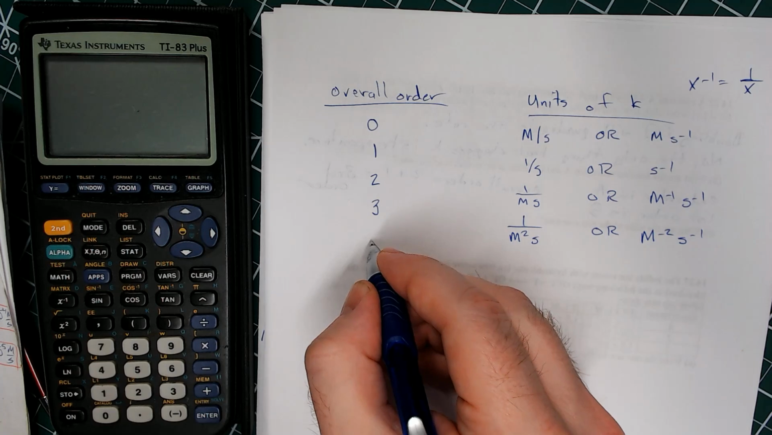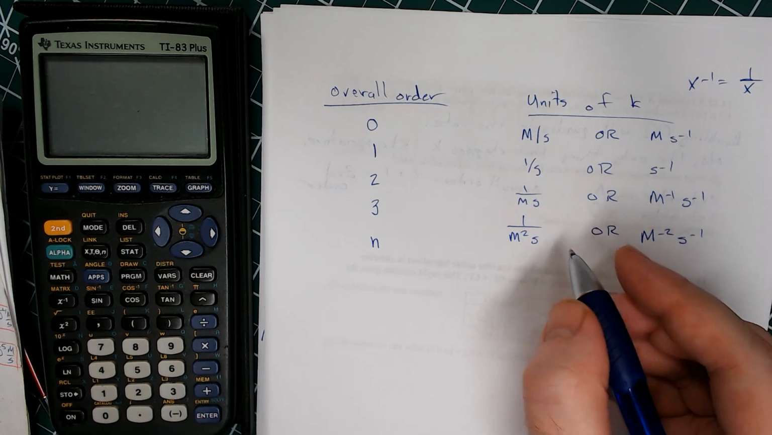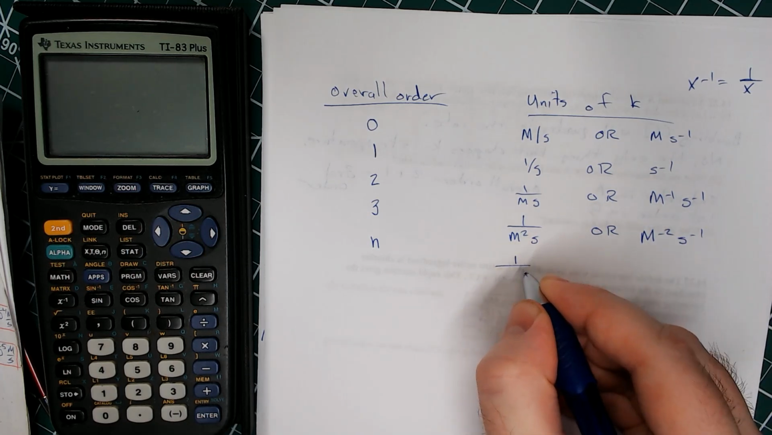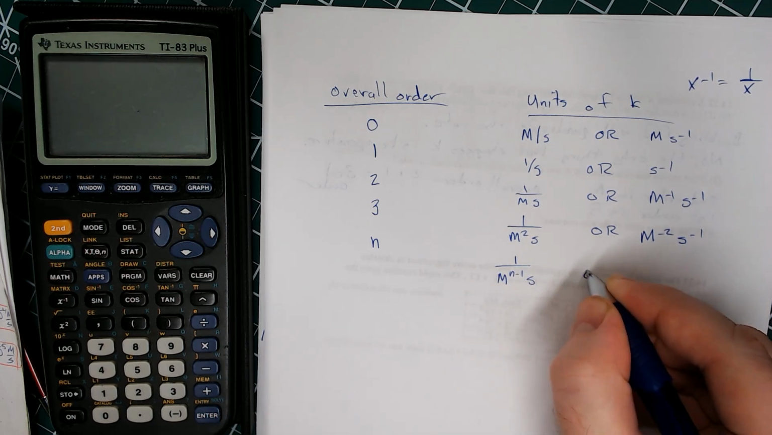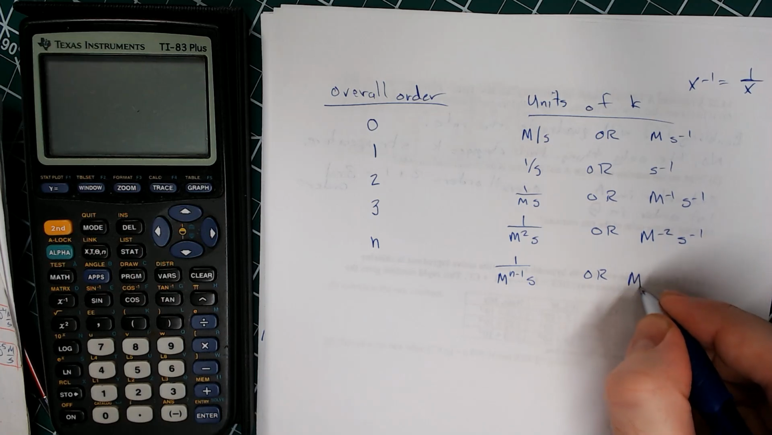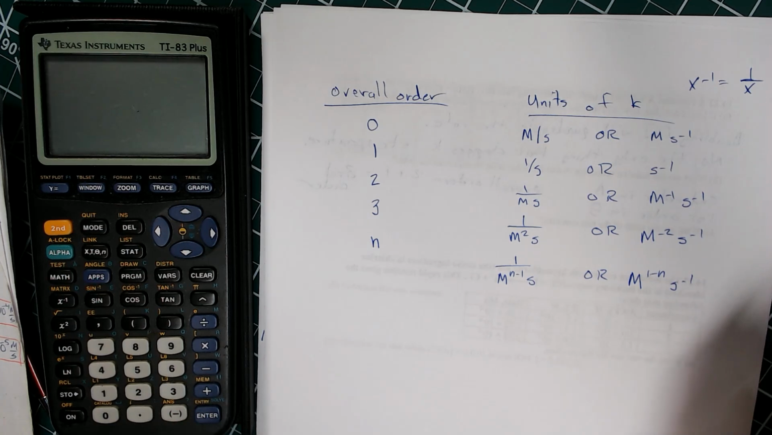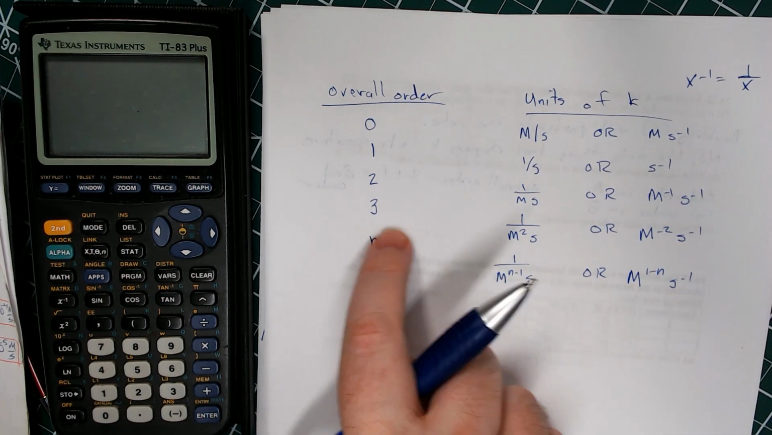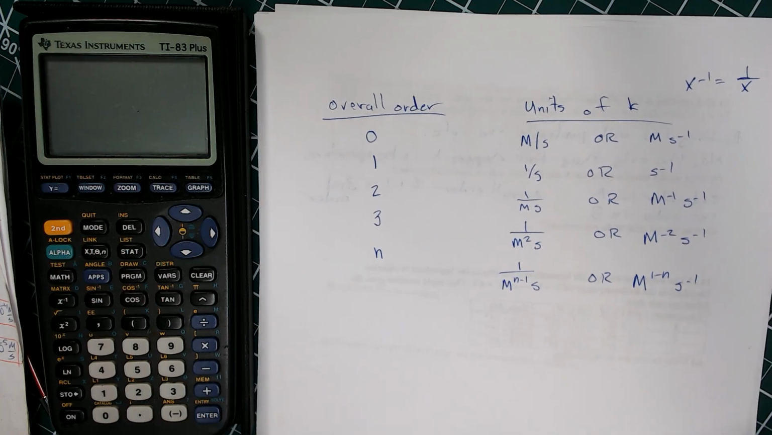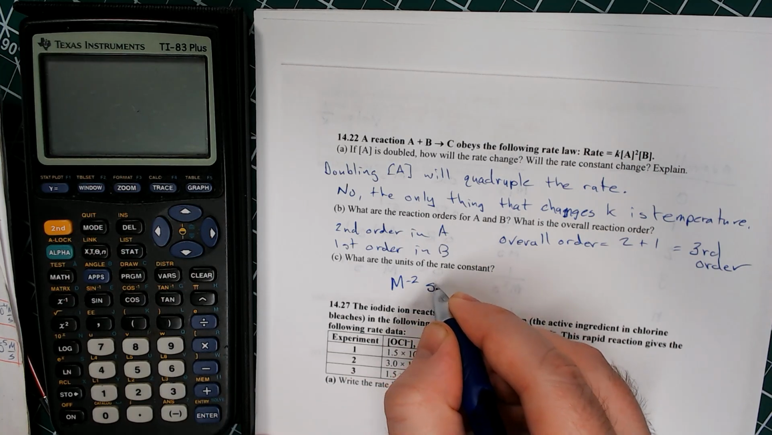And then finally, if we want to be generic about this, if the overall order is n, we can write 1 over molar to the n minus 1 times seconds, or we can write that as molar to the 1 minus n seconds to the minus 1. All right. So that is a generalized way of doing this. We had a third order overall, so I'm going to put molar to the minus 2 seconds to the minus 1.